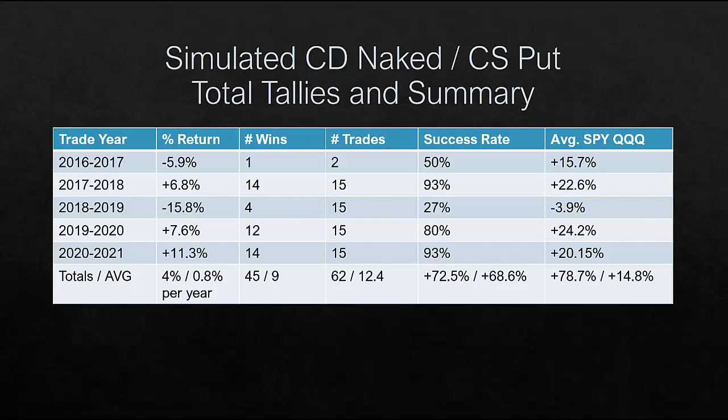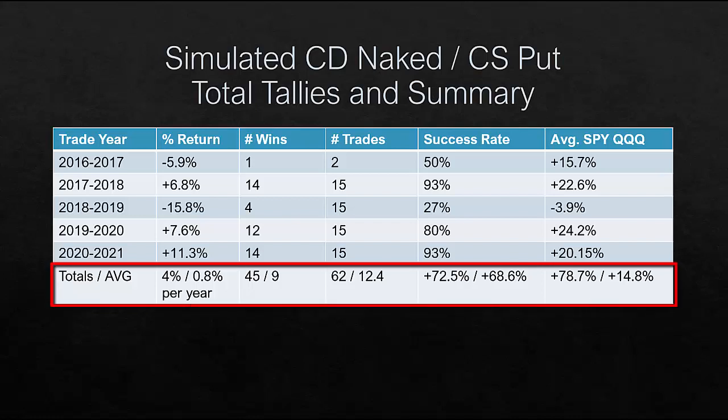2019, 2020, getting back into positive, a 7.6% average return, 80% success rate, and then the final year, an 11.3% yield, 14 out of 15 trades successful for a 93% success rate. The only loss we saw was a small loss of 0.5%. Meanwhile, the markets were up an average of 20.2% or so.